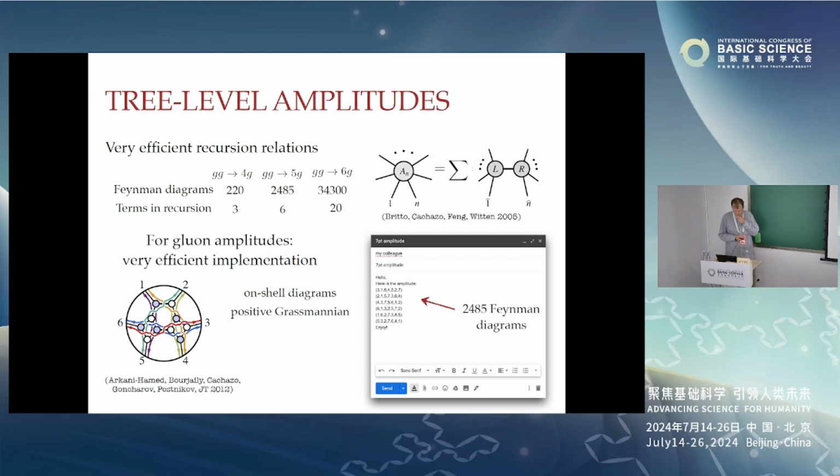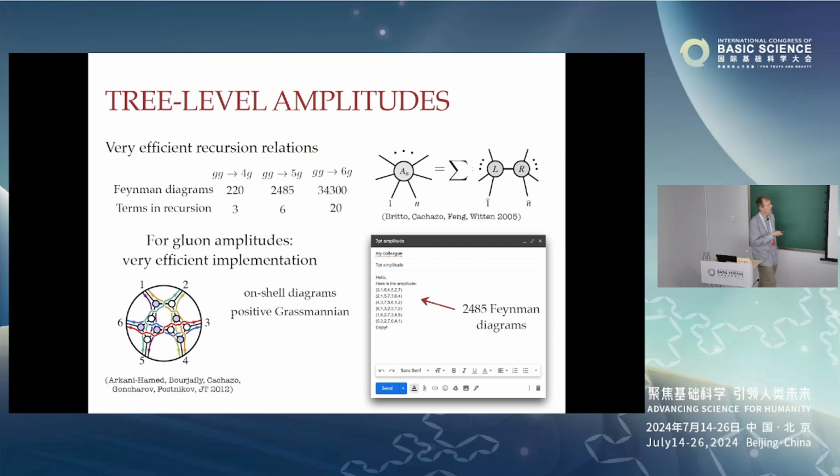If you use these recursion relations, which work pretty broadly, not just for gluon amplitudes but for many other theories, here is a comparison of the number of terms, Feynman diagrams, contributing to different tree-level processes and the number of terms in the recursion. This is the state of the art, the most efficient way we know how to calculate these amplitudes.